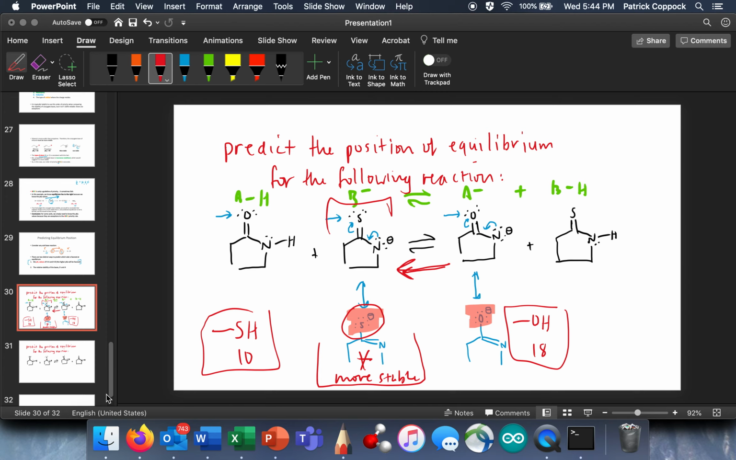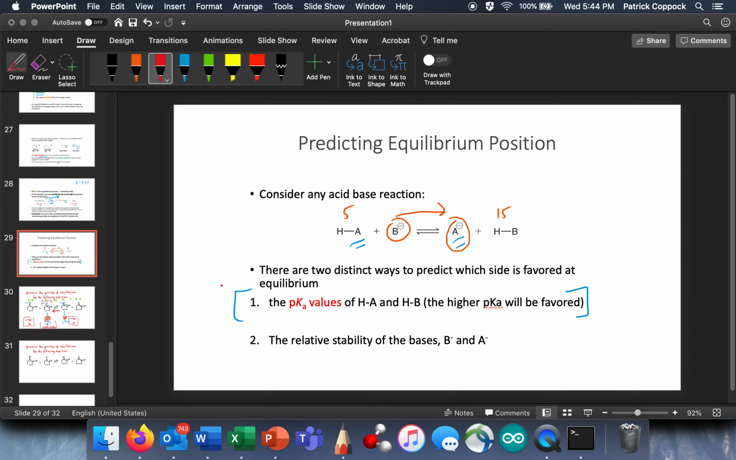Now let's do it another way. Okay, remember, this is the first one I just did. We looked up the pKa values and found which one was favored. Now let's do the same thing, but by looking at the relative stability of the bases B minus and A minus. I think you're going to find that these ways are actually equivalent, okay?